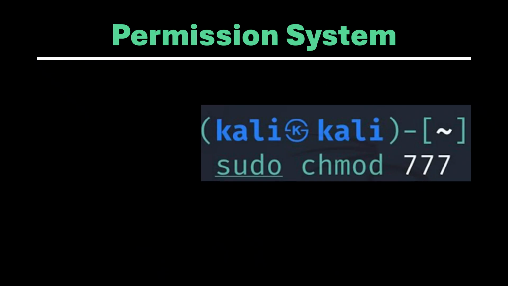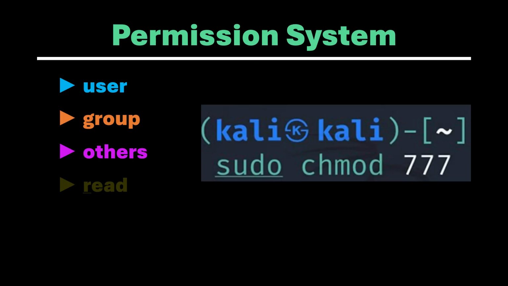Each file or directory in Linux is associated with three entities: a user, a group, and all other users. Permissions are assigned separately for each of these categories. These permissions are read, write, and execute.